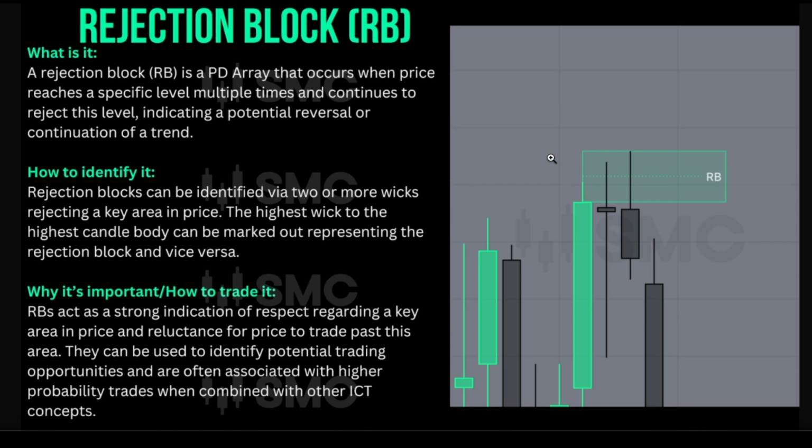So why are they important and how to trade them? Rejection blocks act as a strong indication of respect regarding a key area in price and reluctance for price to trade past this area. Usually the key area will be a fair value gap or some other PD array. They can be used to identify potential trading opportunities and are often associated with higher probability trades when combined with other ICT concepts. So real quick, let's go over a couple examples.